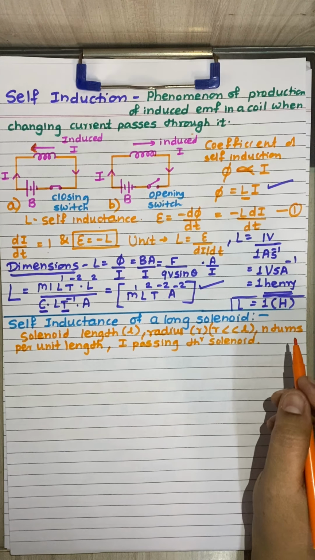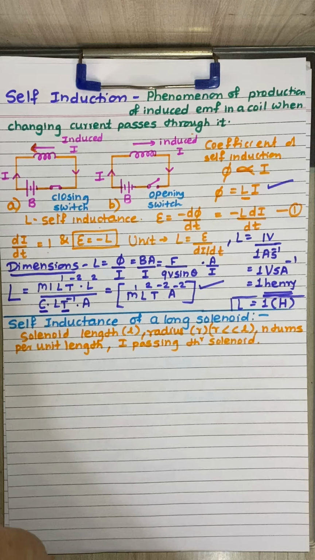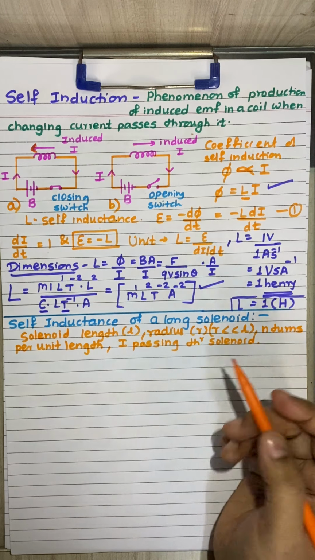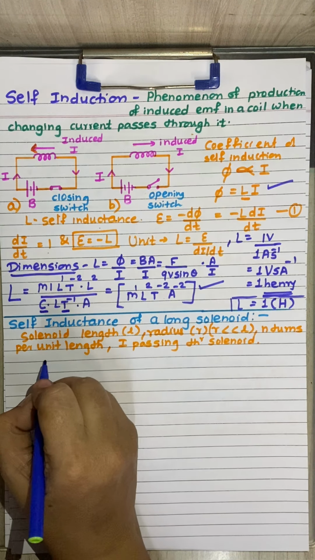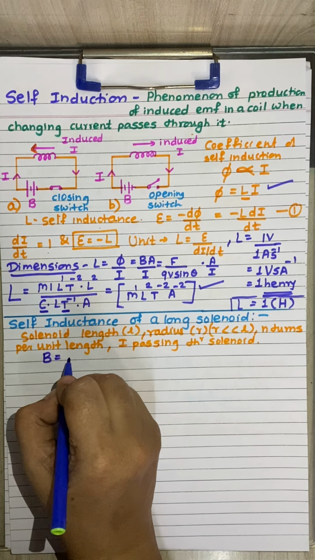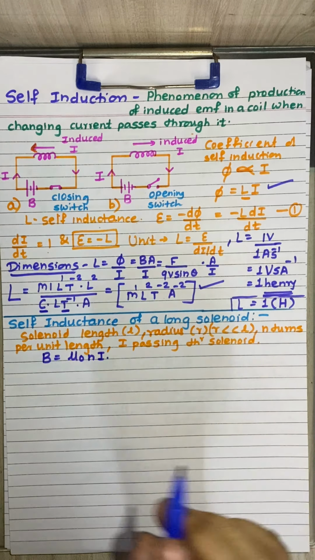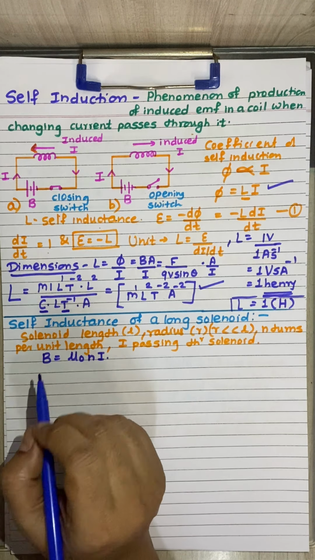Therefore the magnetic field inside the coil is almost constant because it is a uniformly constructed solenoid. So the magnetic field inside that solenoid almost remains constant, and we have studied that the magnetic field inside the solenoid is given by B is equal to mu naught into nI. Now we want to find how much magnetic flux is linked with each turn.